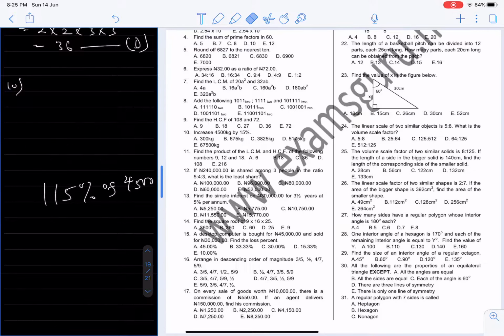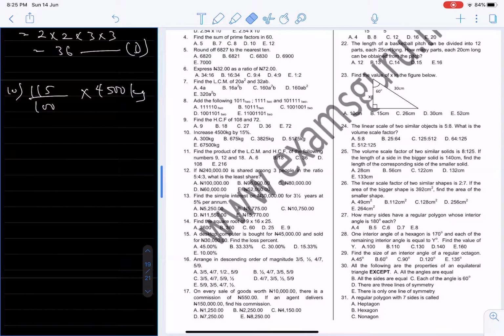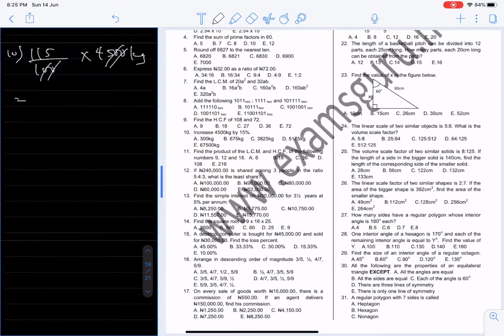The same thing is what we do when we are decreasing. So we are increasing 4,500 kilograms by 15%. That means we're adding 15% to 100%, which will mean 115%, and that's 115 over 100 of 4,500 kilograms. And that means times 4,500 kilograms. 0 cancels 0, 0 cancels 0, and we have 115 times 45.